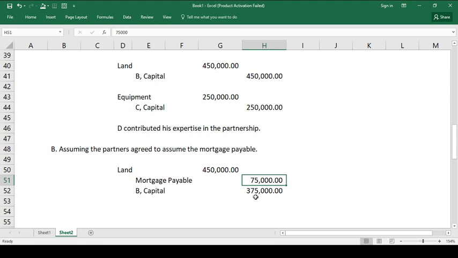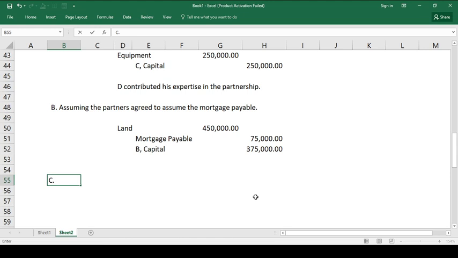Yun po yung ibig sabihin nun. Okay? Our basis pa rin is the agreed value. Sir, what if the assumption is this way naman? The agreed value is not given, only the fair market value. That would be our assumption, no? Assuming no agreed value, okay? And the mortgage payable is not assumed.